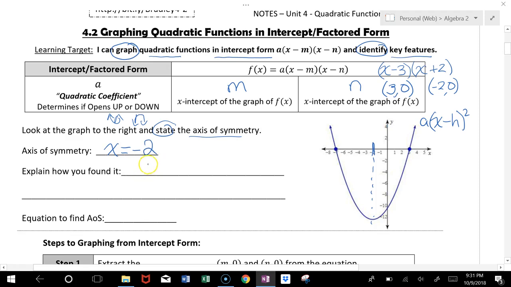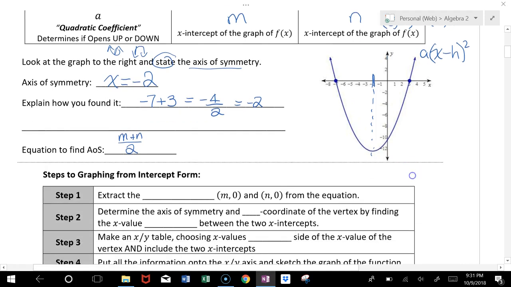So there's a couple of ways we can do it. It says explain how you found it. We can count, or if we take the negative 7 and add it to the 3, that gives us negative 4. Then divide by 2, that gives us negative 2. So it's like finding the midpoint of 2 coordinate points. So the equation to find the axis of symmetry is your m plus your n divided by 2.